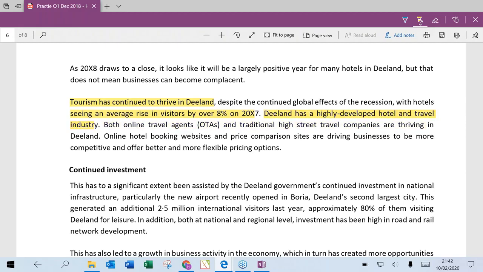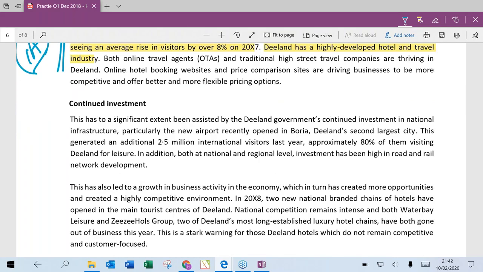Both online travel agents and traditional high street companies are thriving. Online booking websites and price comparison sites are driving businesses to be more competitive and offer more. So I think this is external factors, industry factors. Industry is thriving. I will use that. This has to a significant extent been assisted by the D-Land government's continued investment in national infrastructure, particularly the new airport recently opened in Boria, D-Land's second largest city. So, the government is continually investing in infrastructure.